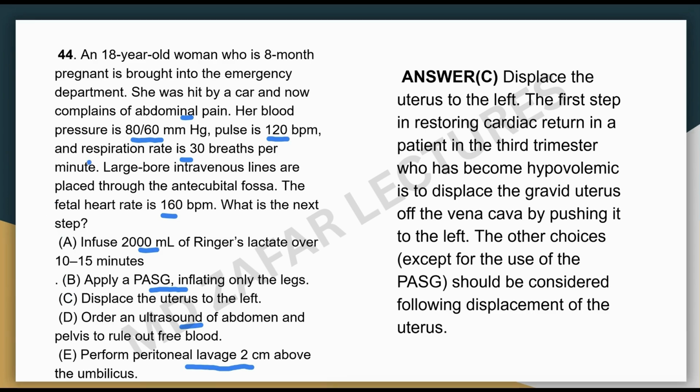So, the very first step in a pregnant woman presenting with a trauma scenario, always opt for displacing the uterus to the left side. This is going to decrease the pressure from the inferior vena cava. Now, displacing the uterus to the left is the first step in restoring the cardiac return in a patient in third trimester who has become hypovolemic, and it is going to push off the pressure from the vena cava.